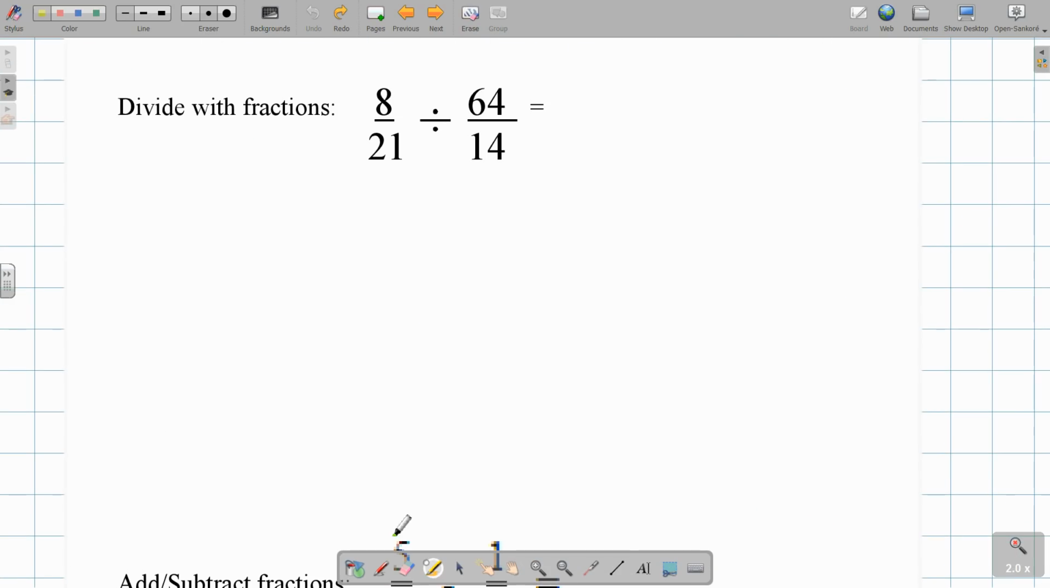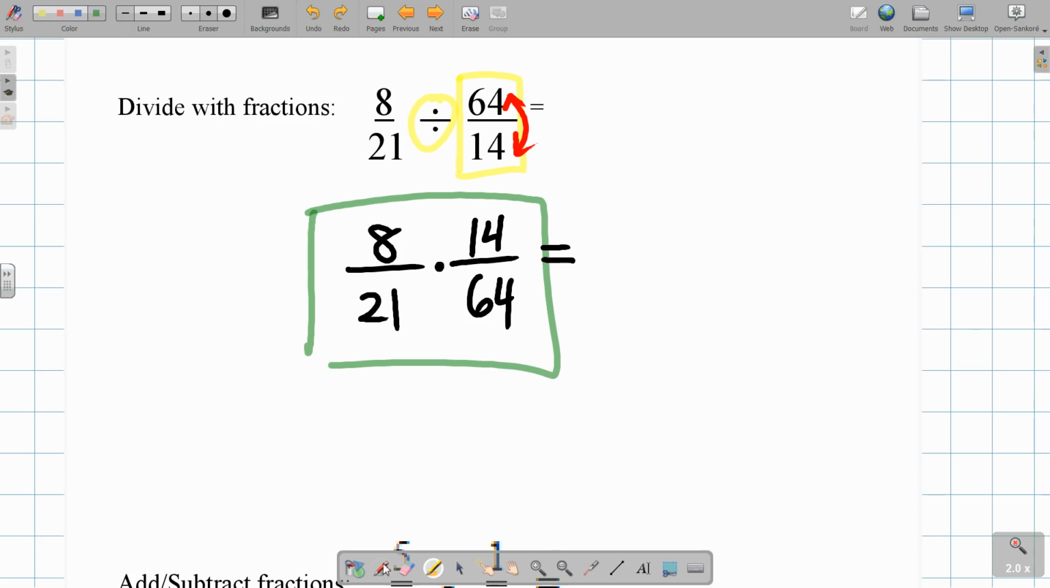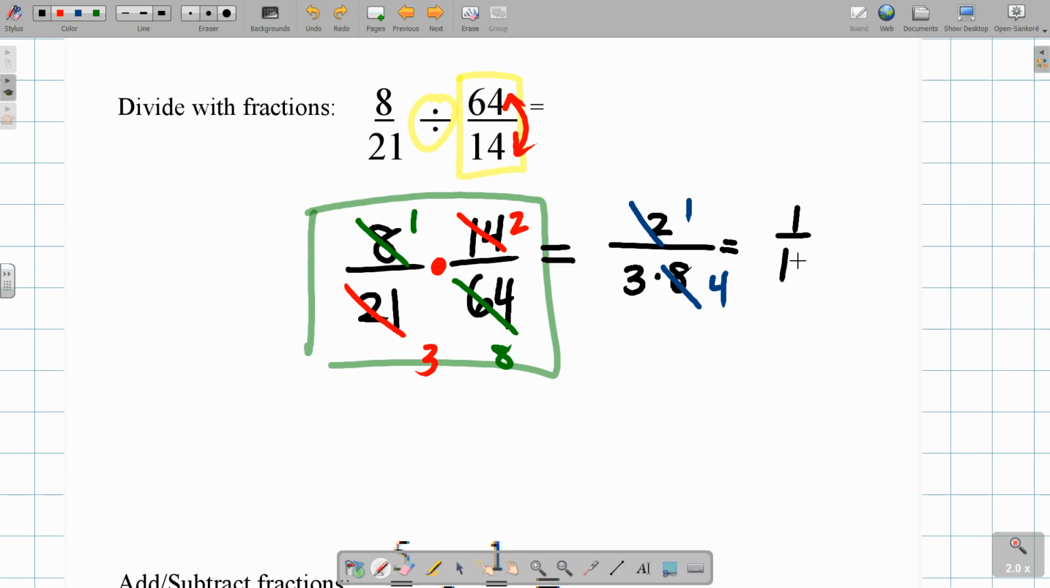These guys, dividing by that fraction is the same thing as multiplying by its reciprocal. That's the reciprocal. Now, because you're on the same side of the equal sign, it is okay to cancel stuff out when you're just multiplying. I end up with 2 over 3 times 8. I can take that down one more, and I end up with 1/12.